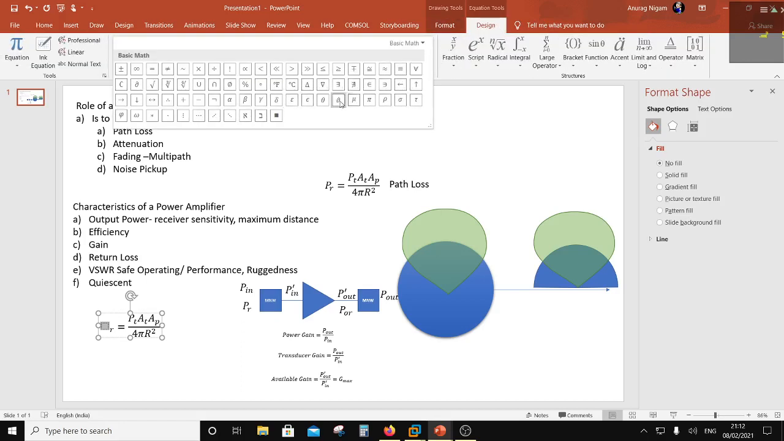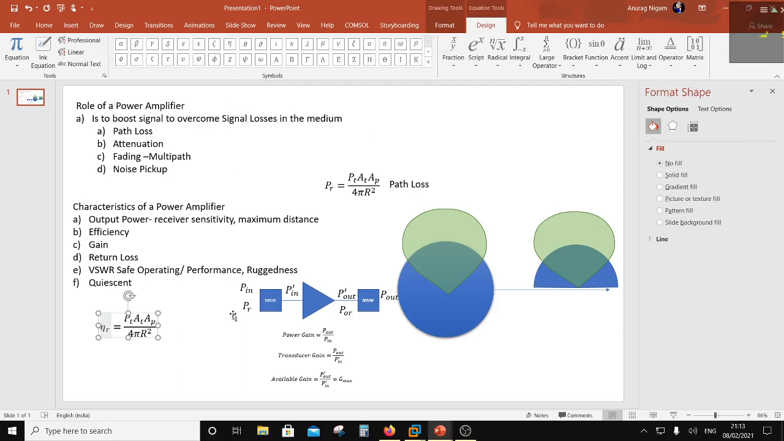right? Where is that eta? Alpha, beta, gamma, everything is there, but eta is not there. There it is. So this I can say is drain efficiency, or also called the collector efficiency. This would be P out, the RF power, divided by PDC, which is the DC power input. So this will be called the drain efficiency.